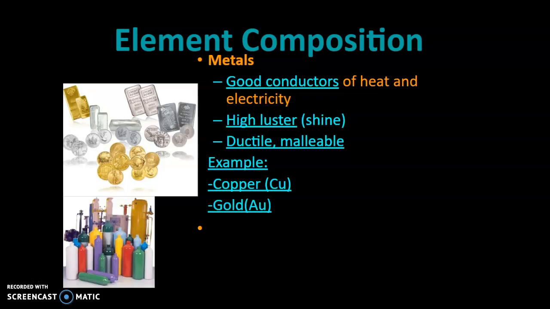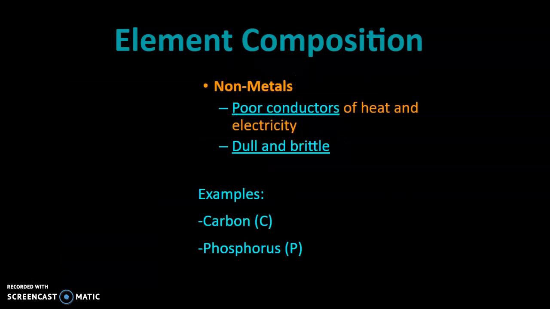Like if you see these jewelries and ornaments, they're all made up of metals because they are ductile and malleable. They can be molded. And the best examples for that would be copper and gold. And you can have a practice: pause the video and try to locate where copper and gold are in the periodic table. So next one is non-metals.